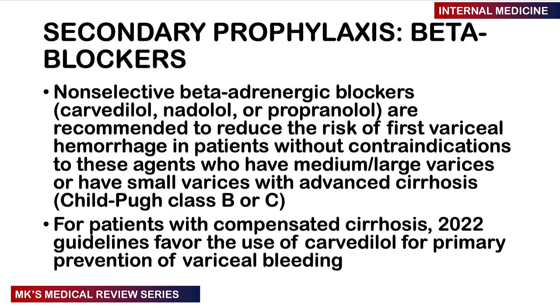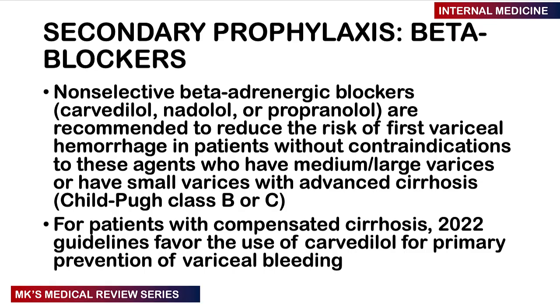So generally, like I said, the drugs that we're considering are carvedilol, nadolol, and even propranolol. Propranolol is quite common in our setup. Carvedilol is also available in our setup here. So these ones are going to reduce the risk of first variceal hemorrhage in patients without any contraindications to beta blocker use. Because remember, you avoid beta blockers in acute heart failure, in asthmatic patients, and in patients with bradycardia or those with heart block. Then these agents are going to be quite effective in those that have medium to large varices, or even those that have small varices with advanced liver cirrhosis.